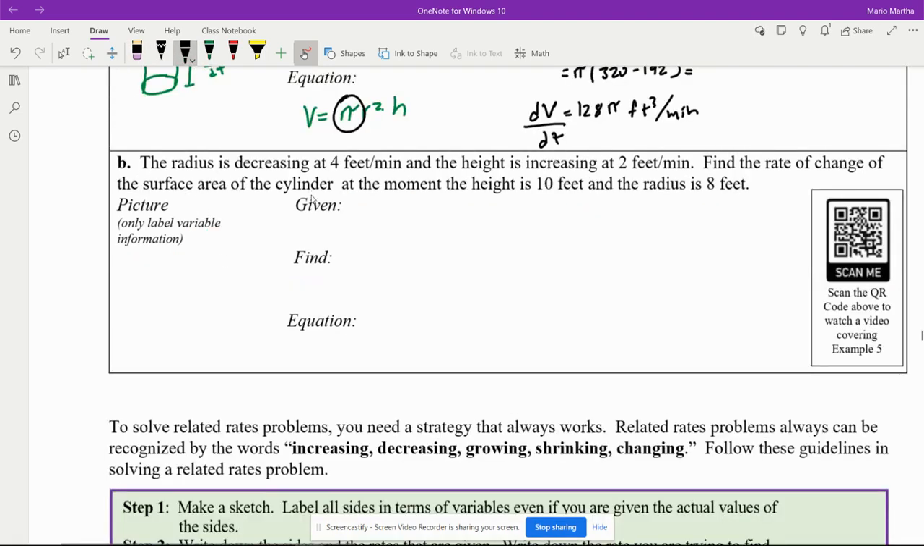So the radius is decreasing at 4 feet per minute, and the height is increasing at a rate of 2 feet per minute. So find the rate of change of the surface area of the cylinder at the moment the height is 10 feet and the radius is 8 feet.